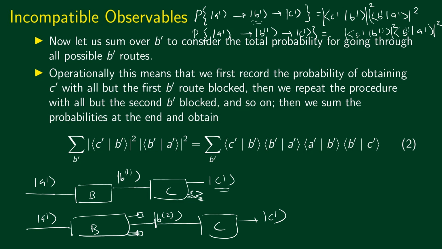And then we ask, what's the total probability that you get C prime if I start with ket A prime? So we see that starting from ket A prime, I can reach ket C prime through ket B1 or through ket B2 or through ket B3, etc. So we'll basically use this rule.